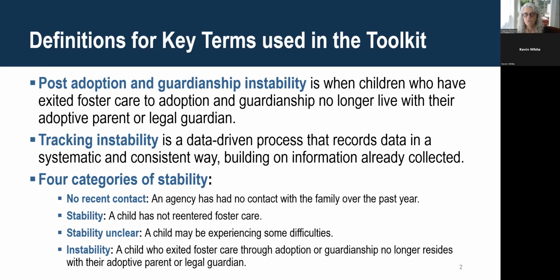For example, a youth or caregiver could tell the agency that they are struggling with their familial relationships. Instability. This refers to a situation when you have information indicating that a child who exited foster care through adoption or guardianship no longer resides with their adoptive parent or legal guardian. Next.